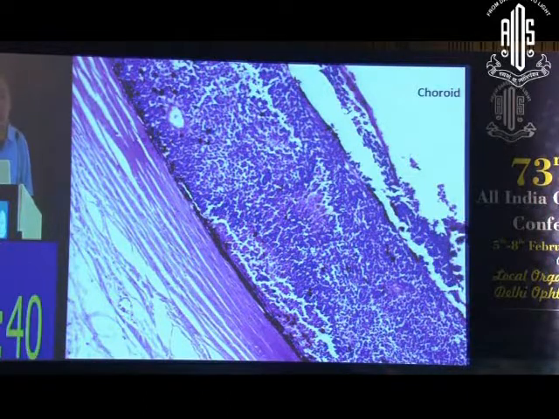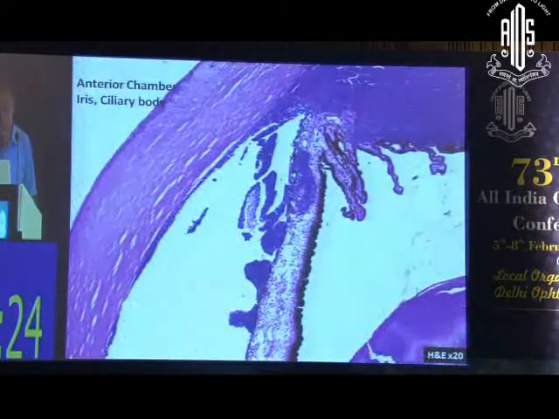Now what type of choroidal invasions exist? How many types are there? We have 2 types of choroidal invasion, massive and focal. Focal is anything less than 3 millimeters either in width or thickness, and massive is anything more than 3 millimeters.